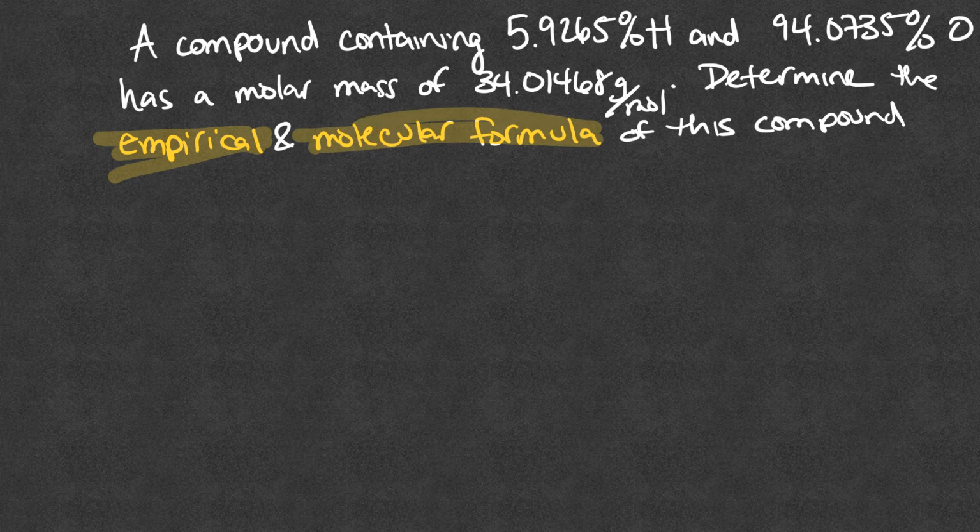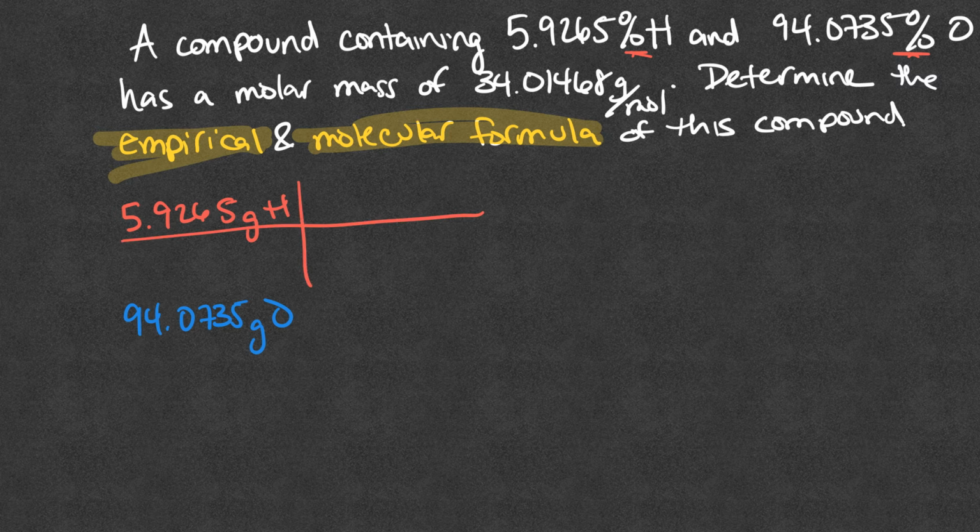The first thing you want to do is figure out the empirical formula. So we'll run through the steps that we did before. Because this is in percentages, when you add them up it's 100%. We could assume 100 grams, and that way we keep the same numbers. So we have 5.9265 grams of hydrogen here, and then we have 94.0735 grams of oxygen.